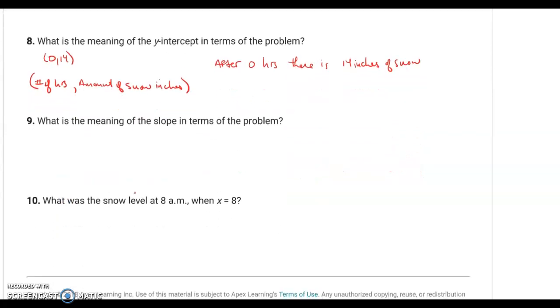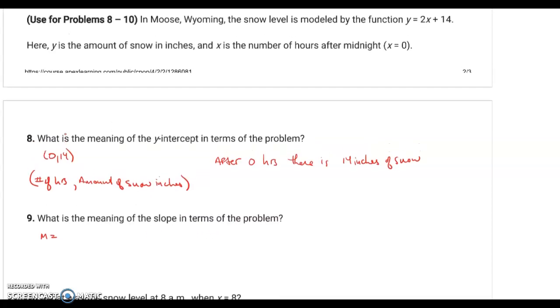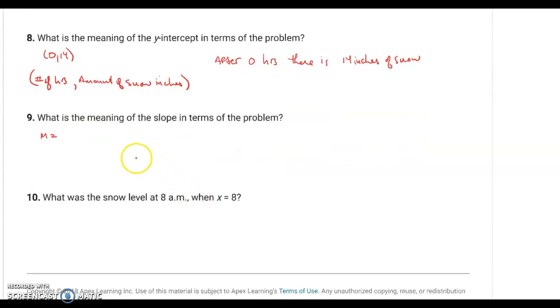Number 9, what is the meaning of the slope in terms of the problem? If you think about it, the slope is 2 over 1. Our y values tell us inches, and our x values represent hours. So if we interpret it, the snow increases 2 inches per hour. And that's what the rate of change tells us.